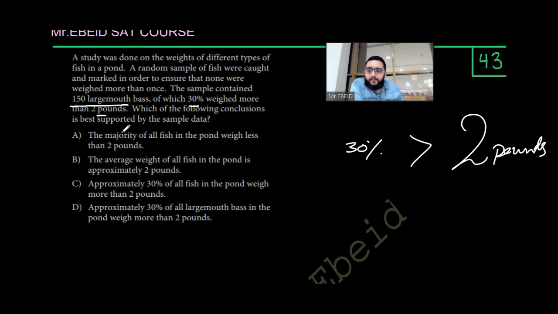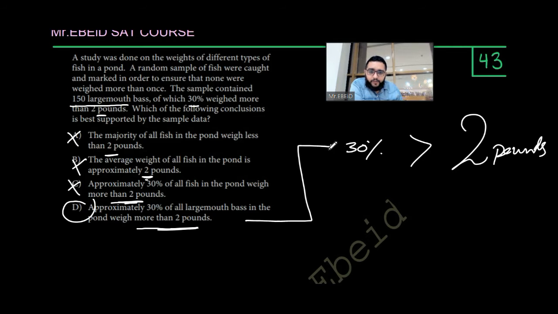Which of the following conclusions is best supported by the sample data? In this question you have to check every element, every piece of information in the question. Majority of all the fish in the pond weigh less than 2? No, that's not right. Average weight approximately is 2? I think also this is not right. Approximately 30% of all fish in the pond weigh more than 2? No, that's not right. Approximately 30% of all largemouth bass in the pond weigh more than 2 pounds? Yes, this is from the information. 30% is greater than 2 pounds. Let's move to 44.